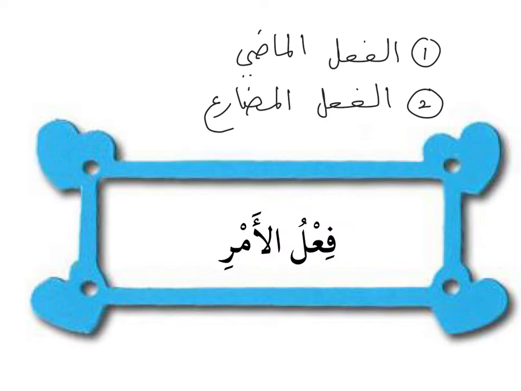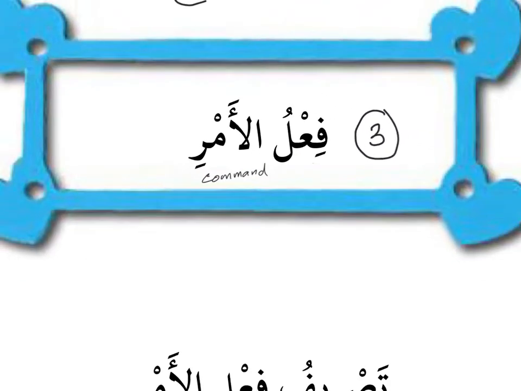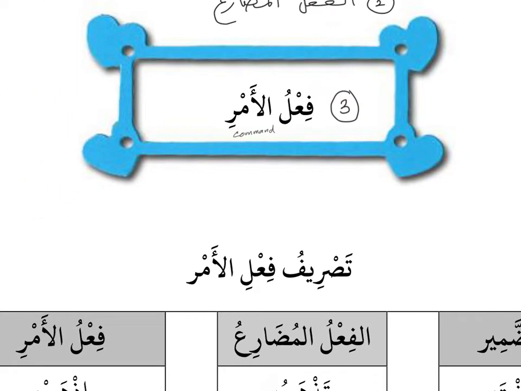Today we are going to learn the third type, which is فعل الأمر. So what is فعل الأمر? Basically the word al-amr means command. So this is the verb that you want to use if you want to ask somebody to do something. Then you will have to use فعل الأمر. So let us look at the فعل الأمر.